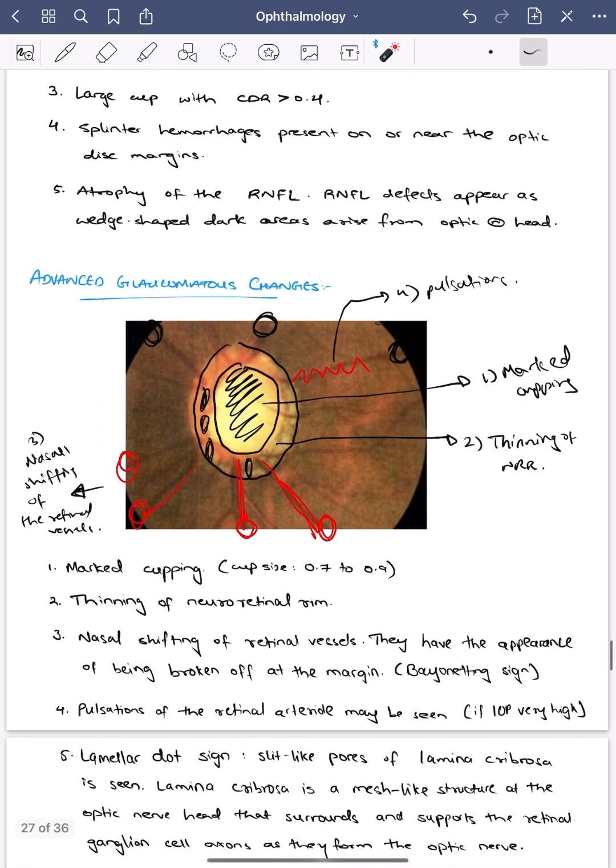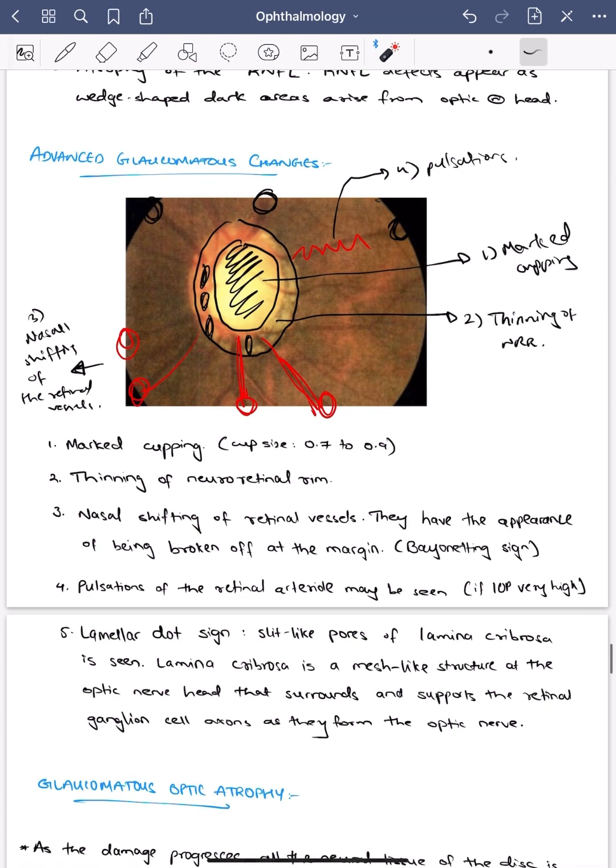In advanced glaucomatous changes, we have marked cupping. Because of marked cupping, there is thinning of the neuroretinal rim, there is nasal shifting of the retinal vessels, and as a result the retinal vessels appear as though they are being cut off at the margins, and this is known as bayoneting sign. And fourth is that pulsations of the arterioles can be seen. And finally the lamellar dot sign, that is the slit-like pores in the lamina cribrosa.